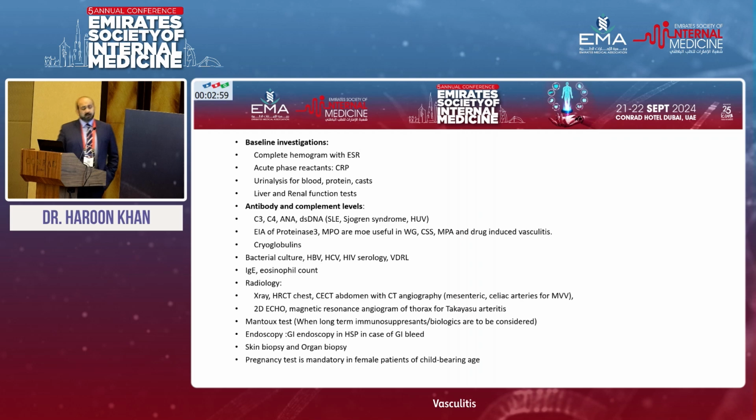So what sort of investigations should we do? Obviously, initially, we always start with a complete hemogram or full blood count with an ESR and inflammatory markers. The acute phase reactants are quite often raised, but not always. We must remember that if it's just one organ involvement like the eye or the skin, you probably will not see this raised, but generally speaking, we should do it.